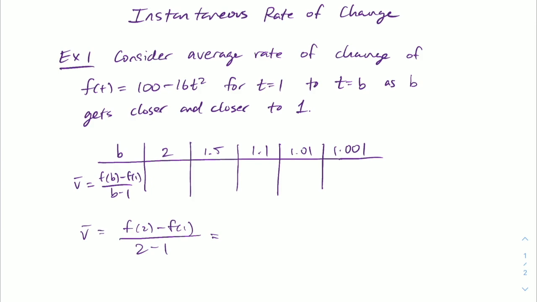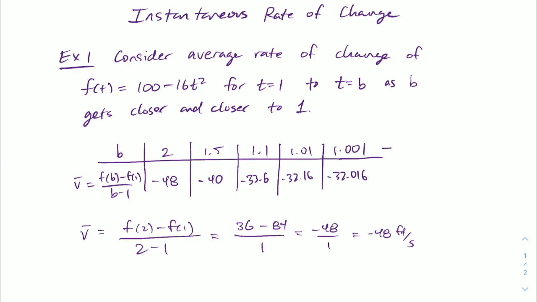I'll just tell you the outputs. If we put 2 into this, the output at 2 is 36, and the output at 1 is 84. That's negative 48 over 1, so we get negative 48 feet per second. So this first entry in the bottom row is negative 48. I'll just tell you what the other ones are. We get negative 40, negative 33.6, negative 32.16, and then negative 32.016. So it appears that as b gets closer to 1, our velocity gets closer and closer to negative 32 feet per second.